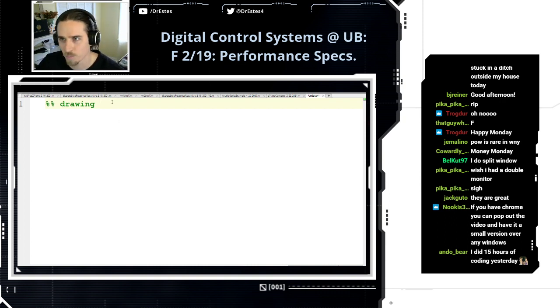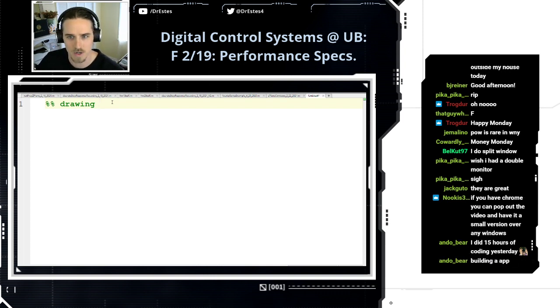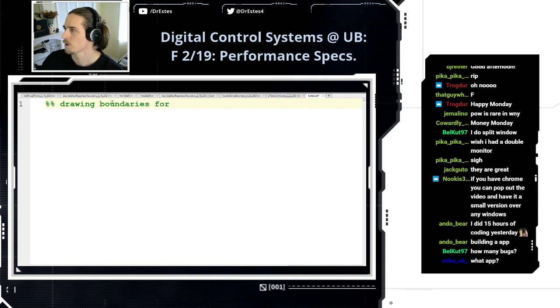Or there'll be, I want a rise time between like 1 and 3 seconds. So these are inequality constraints. Boundaries for discrete root locations. So we're going to build this code, all right?